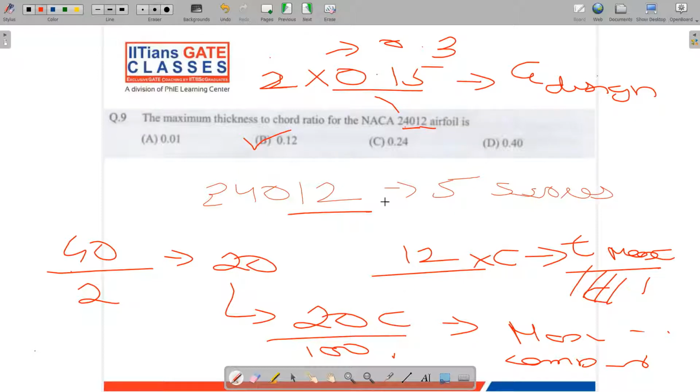And then the last 2 digits give you the maximum thickness to chord ratio, that is 12 by 100 times C. And the design CL value is given by the first digit times 0.15.